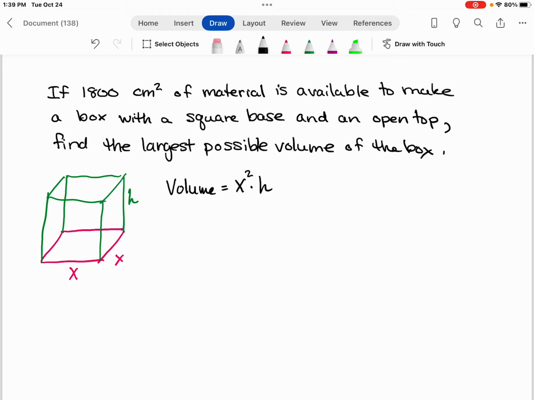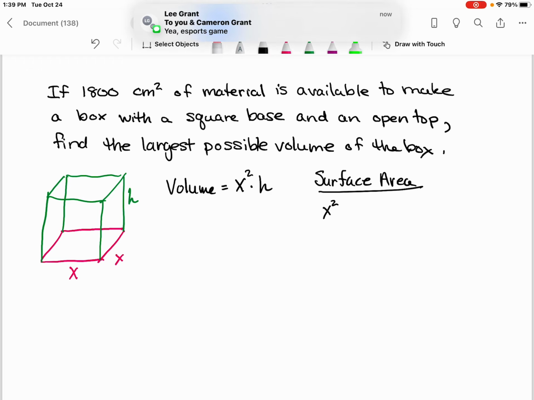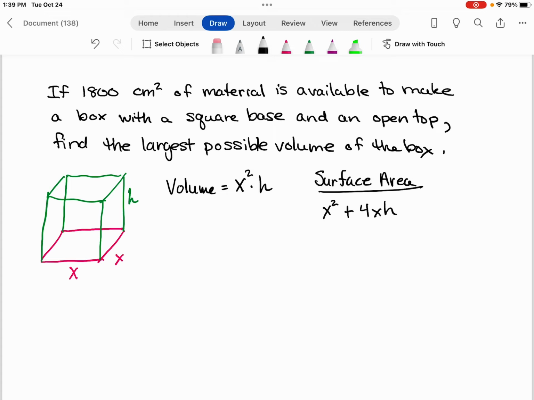So if I look at the surface area of this box, the surface area is going to be the area of each side added up. Now remember, this is going to be an open top box, so there's really only 5 sides to consider. The bottom would have a surface area of x squared, and then we have 4 sides that are the same. The sides are going to have an area of x times h, and there's 4 of them. So we have 4xh. So this is going to be our surface area formula for this box.